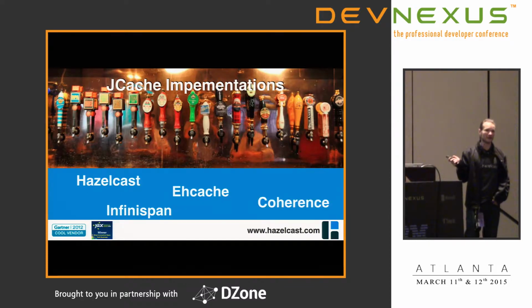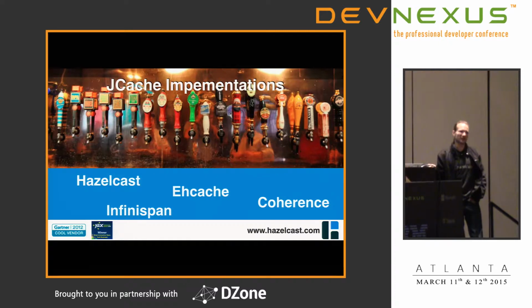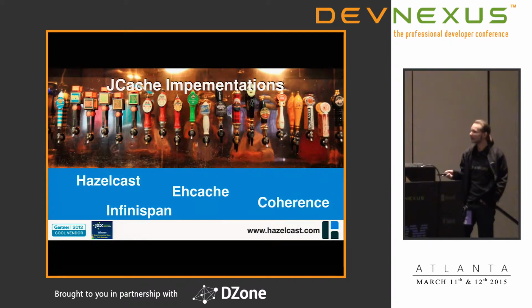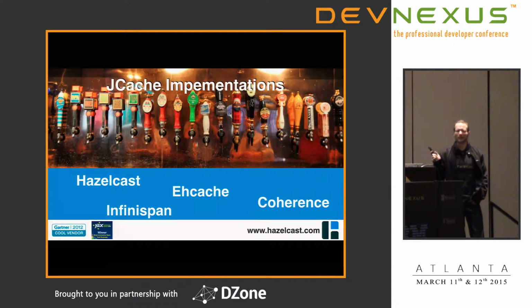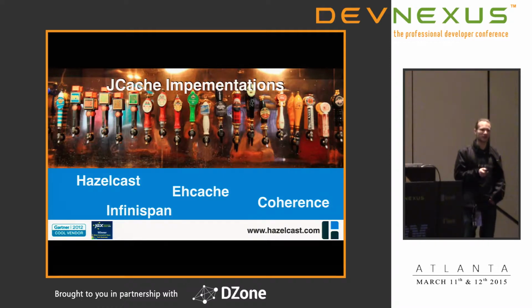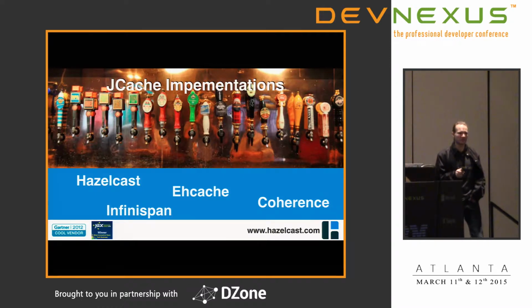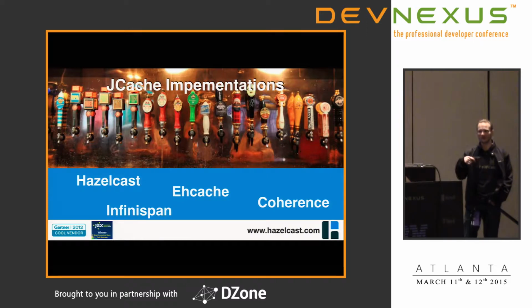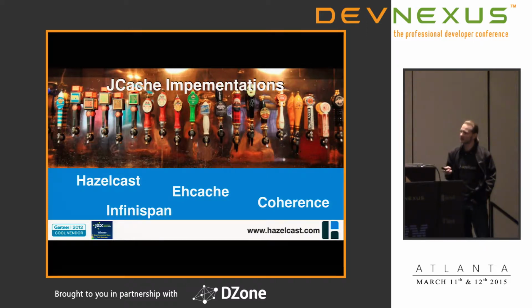There are a couple more. I know that GridGain is currently working on implementing JCache. What else? There's NCache, which is a .NET-based solution, but they have a Java client which is going to implement JCache. But those are the ones that are currently passing the TCK and that are certified to call themselves JCache.